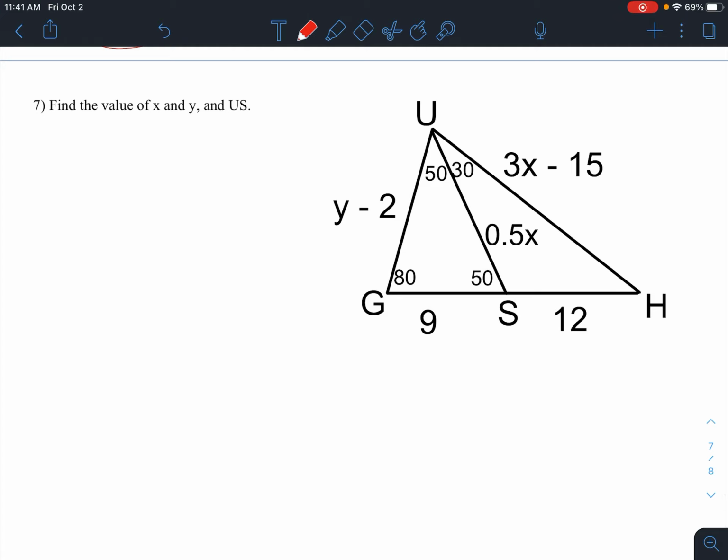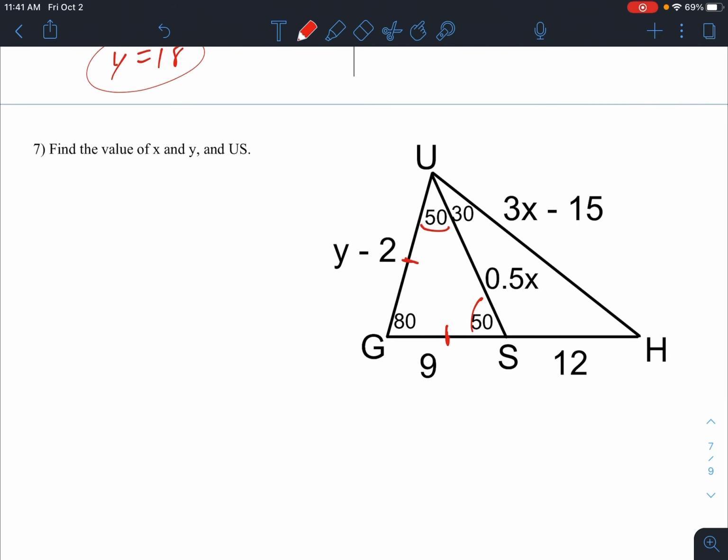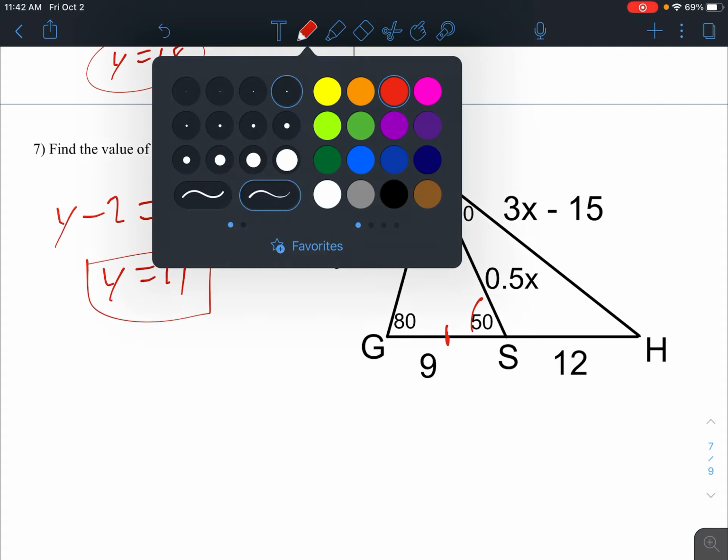So last one here says find the value of x and y and segment US. All right, so first of all, I know these 2 angles are equal. So therefore, I know these 2 sides are equal. So I can then set y minus 2 equal to 9. Add 2 and I get y equals 11. All right, that's my first of 3 things I need to find.